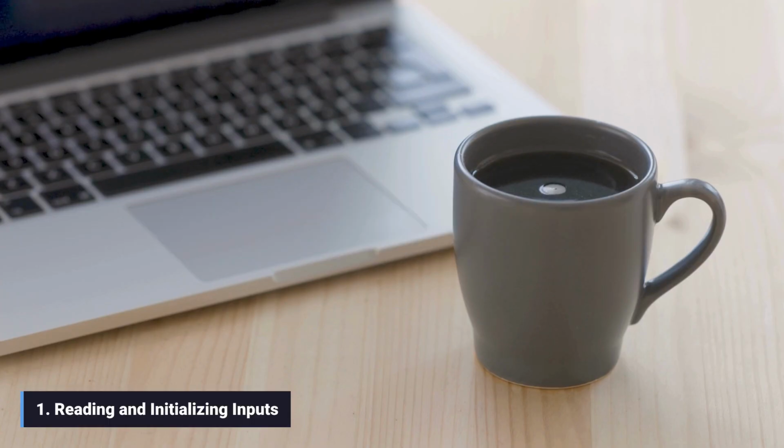1. Reading and initializing inputs. We read the start and end numbers from the user. Since the end number defines our loop condition and the start number acts as our initial counter, we assign the start input to our control variable, which we will call current_number.